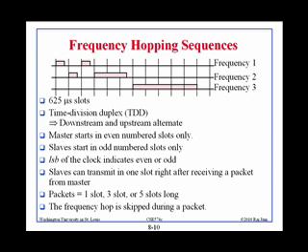Alright, so we go from frequency to frequency to frequency. Every 625 microseconds we change the frequency. Well, not exactly, we don't change the frequency every 625. The slots are 625 microseconds, so we could potentially change the frequency every 625 microseconds, but if we start a transmission and it is multiple slots, then we continue on that frequency. That's the thing. So it uses time division duplexing.